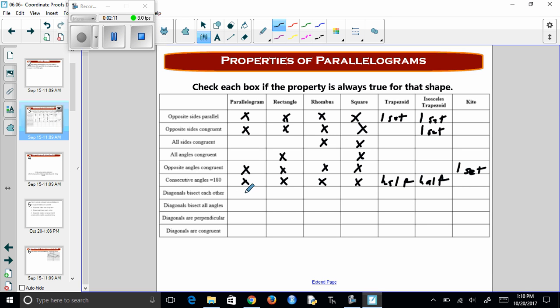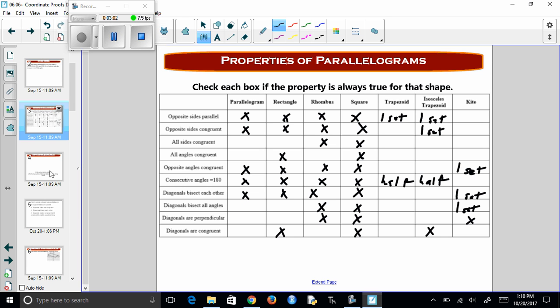Diagonals bisect each other. Well, diagonals bisect each other. That's parallelogram, so that will be everything else. And not true over here. Here it's one set. The diagonals bisect all the angles. So that's not going to be true except for a rhombus and a square. And this one will say one set, but definitely not all. Diagonals are perpendicular. That's only true with a rhombus, a square, and a kite. And diagonals are congruent. That's going to be a rectangle, a square because a square is a rectangle, and an isosceles trapezoid.